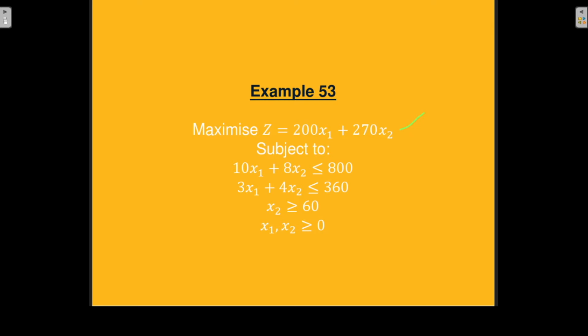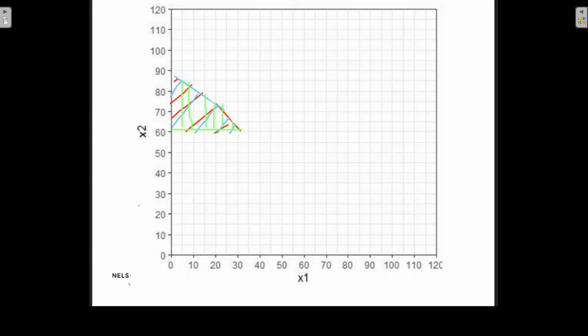In the previous lecture, I showed you how to set up the feasible region for this specific example. And we got to this area here as the feasible region. So in this lecture, we are now going to continue with this one, making use of the corner point method.